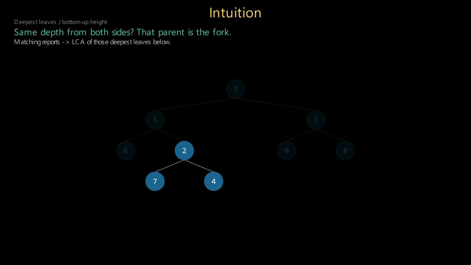When both children return the same height, this parent is the fork for everything below them, not necessarily the whole tree, but for that pocket of leaves. Here each side reports one edge to a deepest leaf, so node 2 is the lowest place where those two anchors meet.